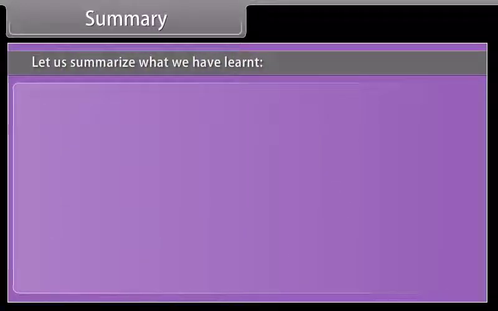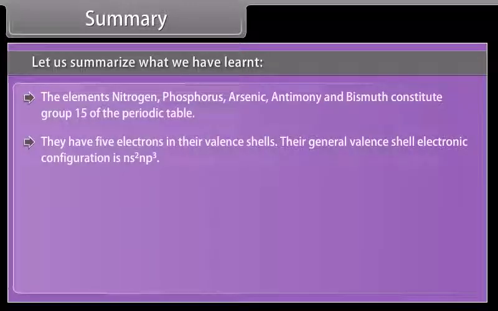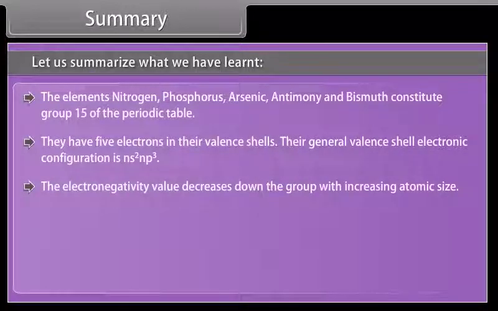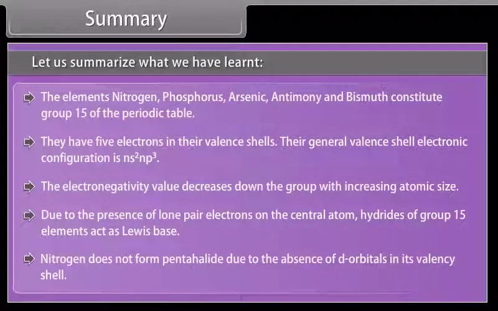Summary. Let us summarize what we have learnt. The elements nitrogen, phosphorus, arsenic, antimony and bismuth constitute group 15 of the periodic table. They have 5 electrons in their valence shell. Their general valence shell electronic configuration is ns2np3. The electronegativity value decreases down the group with increasing atomic size. Due to the presence of a lone pair of electrons on the central atom, hydrides of group 15 elements act as Lewis bases. Nitrogen does not form pentahalides due to the absence of d orbitals in its valence shell.